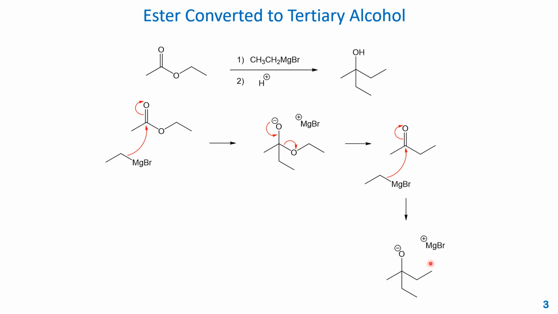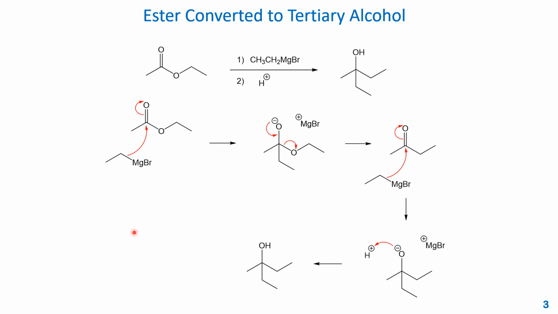And then this will be protonated in the second step, the work up with acid. So this oxide can be protonated by acid, and the last step will make this neutral tertiary alcohol product. So this is the arrow-pushing mechanism of this reaction.